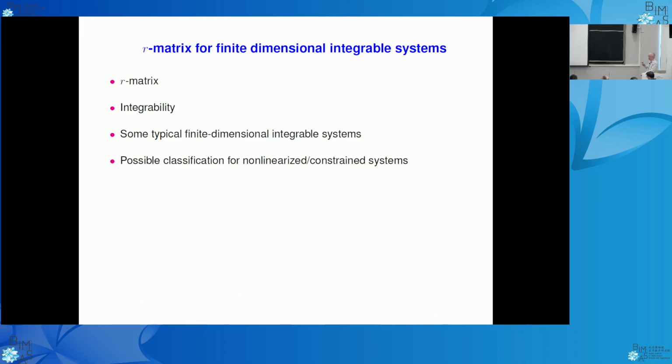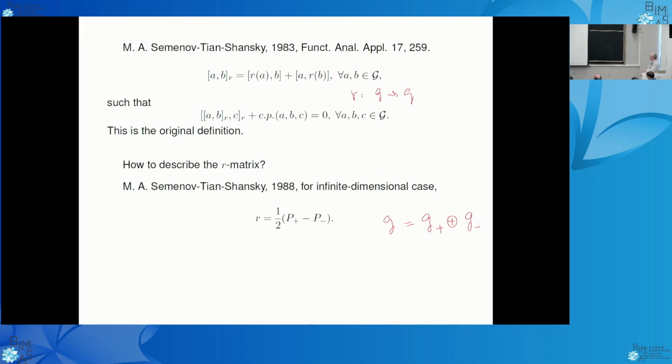Now we come to something related to the r-matrix and the finite integrable system using the constraint method. Let me give a quick review of the r-matrix. Semenov-Tian-Shansky, 1983. Suppose you have a Lie algebra G. The G is given. Now you define a new bracket, bracket sub R, for A and B. R means a map from the Lie algebra G to itself.